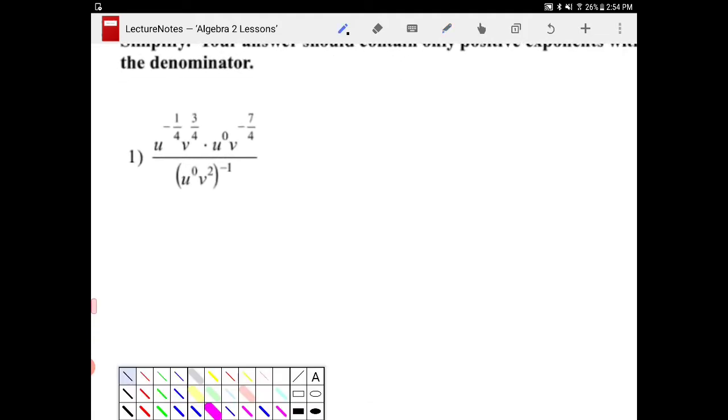Okay, so this is equivalent to, looking at the denominator here, u to the 0th is actually just 1. And then v squared to the negative 1, that's v to the negative 2. The numerator, I have u to the negative 1/4, v to the 3/4, u to the 0th, which I'm not going to write because that's just 1, and then v to the negative 7/4.